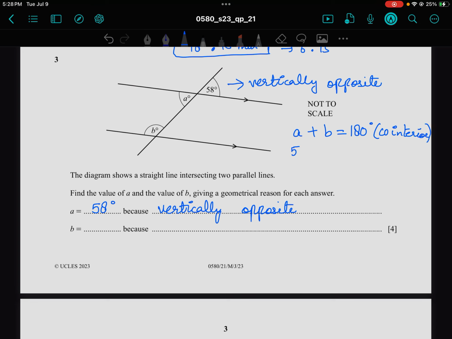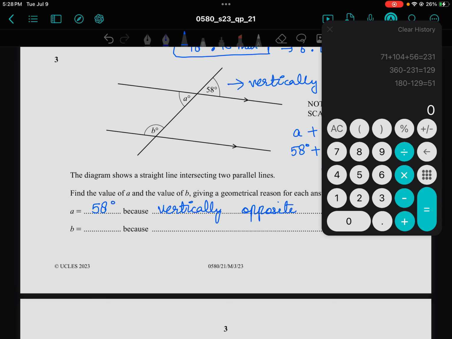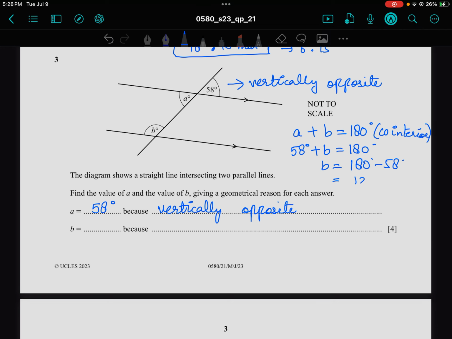So 58 degrees plus B is equal to 180 degrees. So B is 180 minus 58 degrees. 180 minus 58 will give me 122. So I'll write here 122 degrees because A and B are co-interior angles.